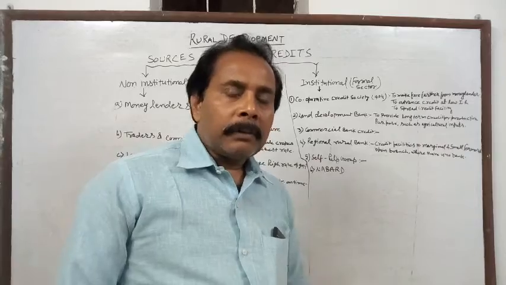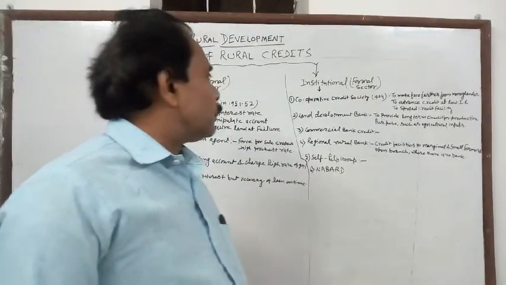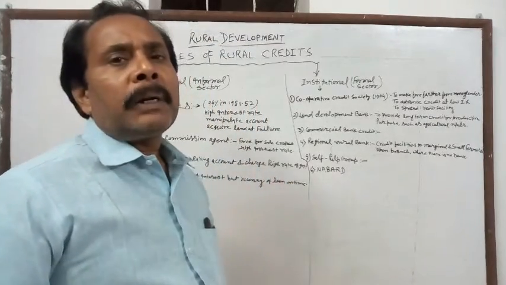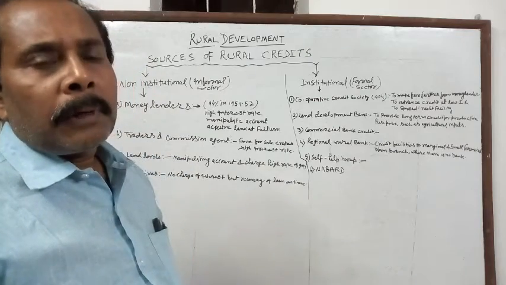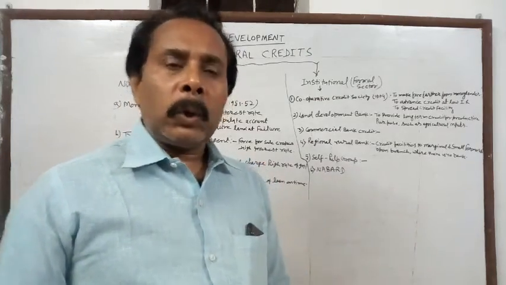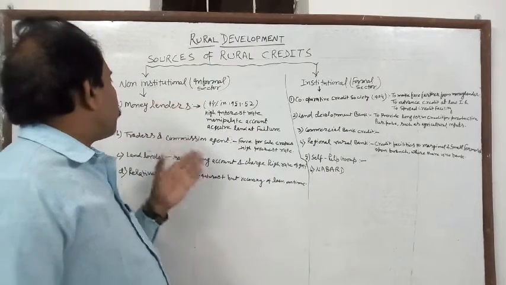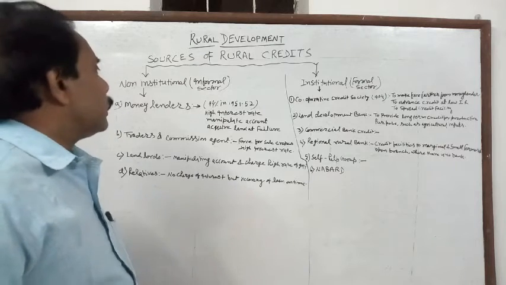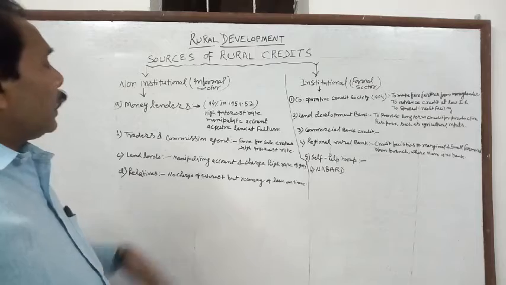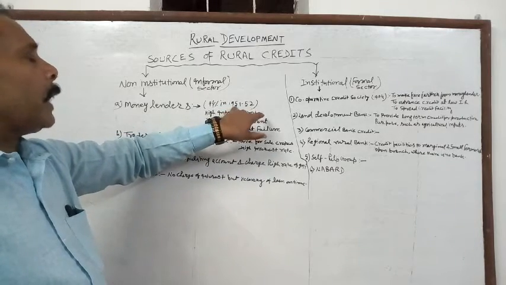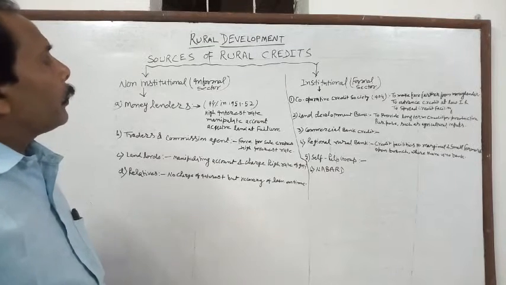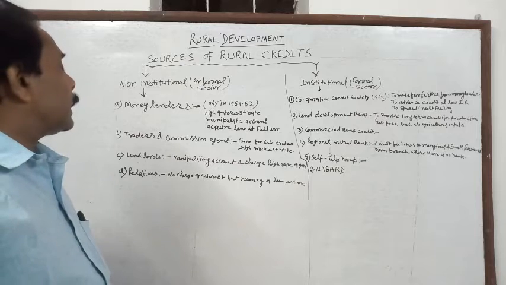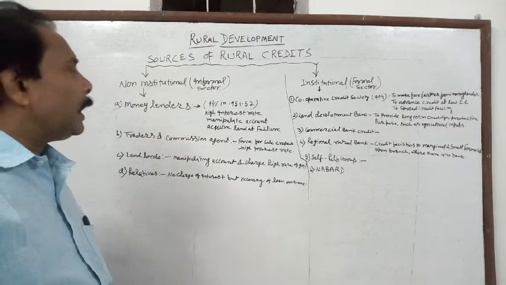Before independence, there were no formal sectors, and somewhere they were available, but they were not accessible to the farmers. So our farmers used to take loans from informal sectors, that is money lenders, traders, commission agents, landlords and relatives. If we look at the data of 1951-52, we find that more than 94% of rural credit was dependent on money lenders.